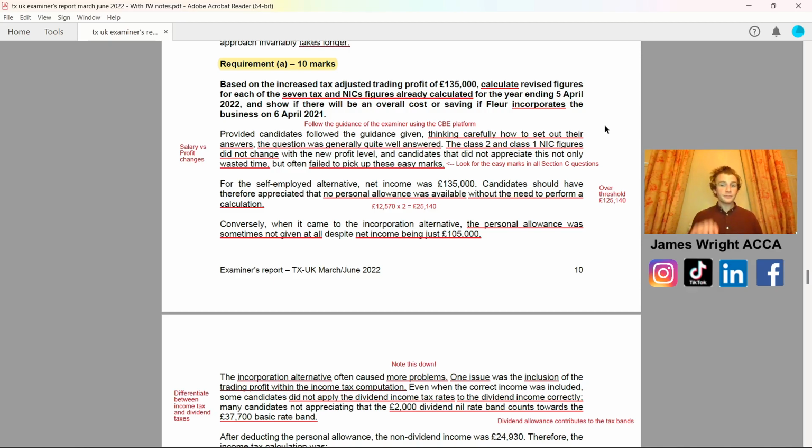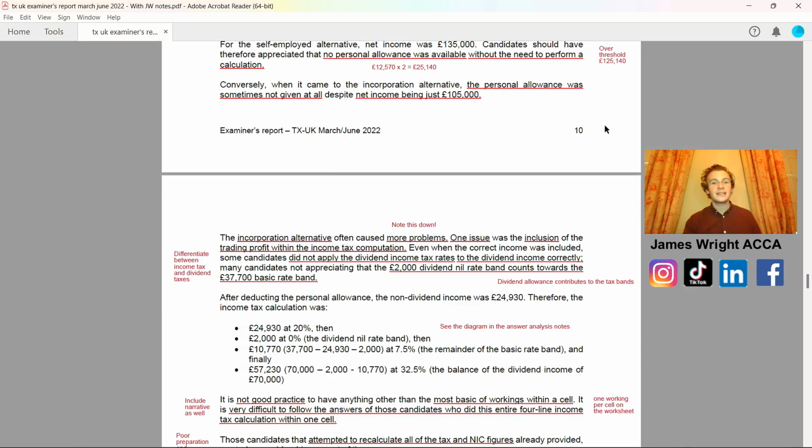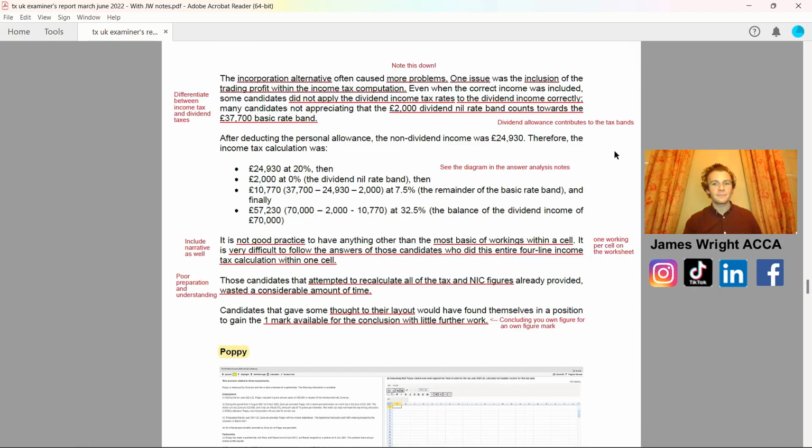£125,140 on there, which is 2 lots of the personal allowance over 100,000. And in essence, what that means is that for every £2 you earn over £100,000, you lose £1 of allowance. So the personal allowance was sometimes not given at all, and net income being just 105,000. So we did have a few little adjustments to make there, but these are the things that you need to be prepared for in your tax exam.